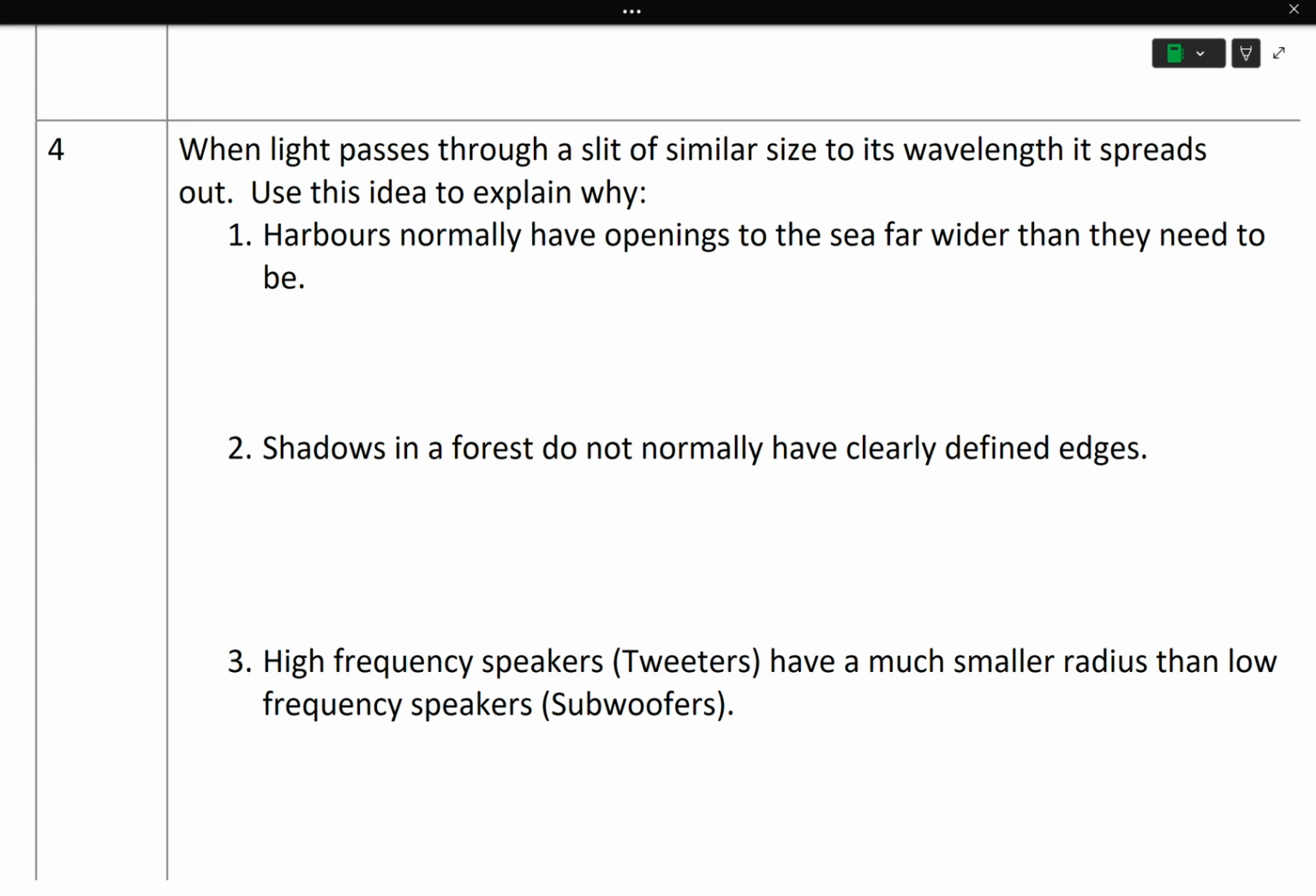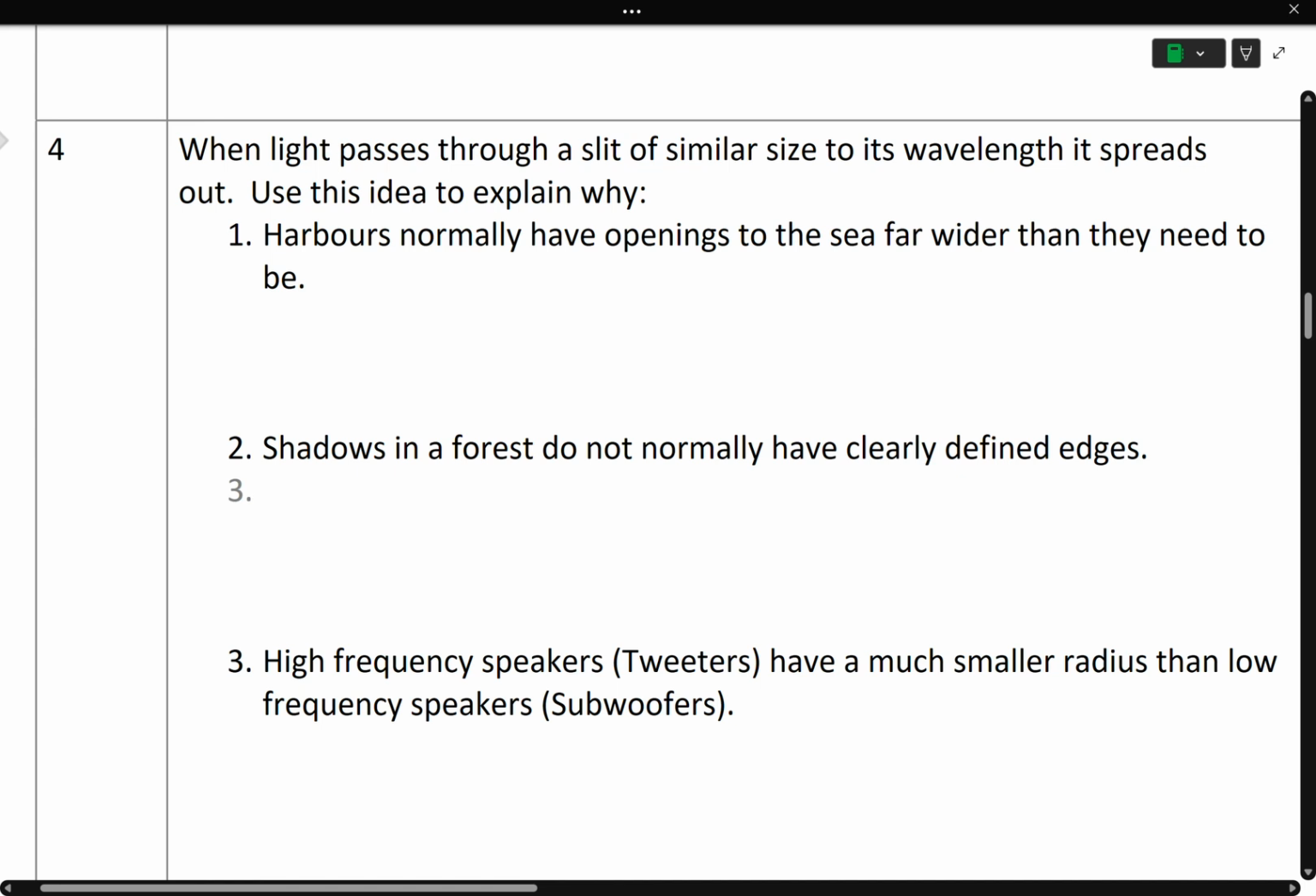4. When light passes through a slit of similar size to its wavelength, it spreads out. Use this idea to explain why harbours normally have openings to the sea far wider than they need to be, shadows in a forest do not normally have clearly defined edges, and high frequency speakers have much smaller radius than low frequency speakers. So we'll just do one of the three in here because the answers are similar each time.